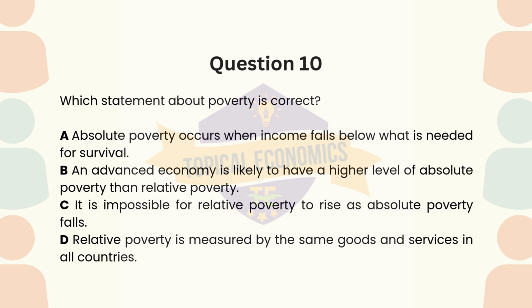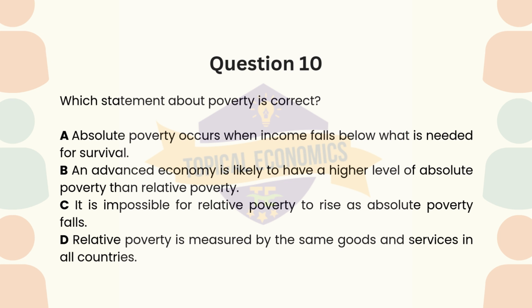Coming to the 10th question, this is from 2021 Feb-March paper version 2. Which statement about poverty is correct? Let us look at the first option. Option A says absolute poverty occurs when income falls below what is needed for survival. Now this is the correct answer. So this statement accurately defines absolute poverty, which is a condition where individuals do not have enough income to meet basic survival needs such as food, shelter and clothing.